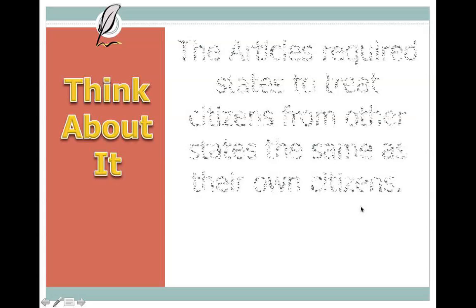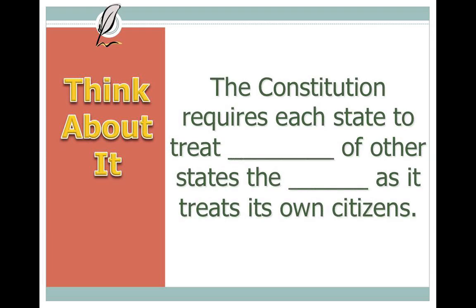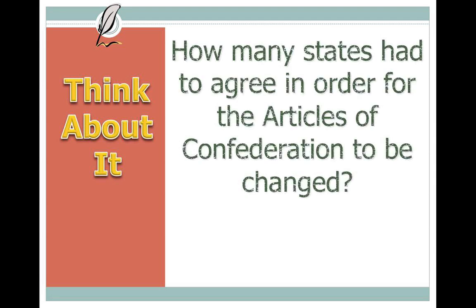So let's talk about the solution again. The Articles required the states to treat citizens of other states the same as their own citizens. That's false. The Articles didn't require that, but the Constitution did. So there was a requirement that under the Constitution, you had to treat citizens of other states the same way you treated citizens of your state. So the Constitution requires each state to treat citizens of other states the same as it treats its own citizens.